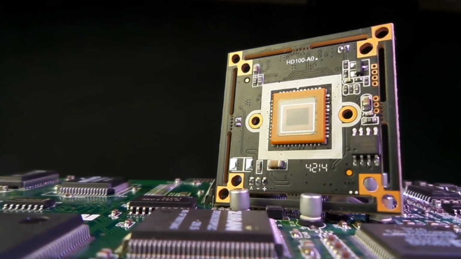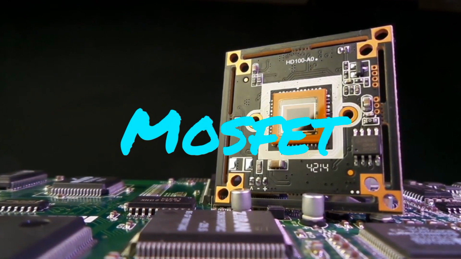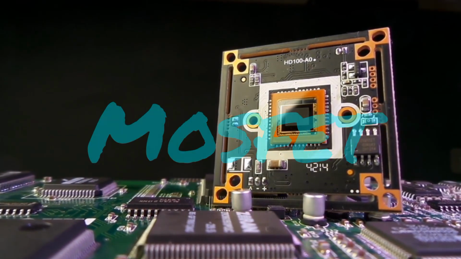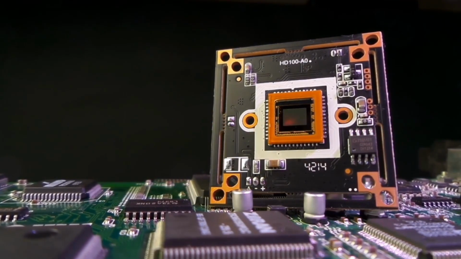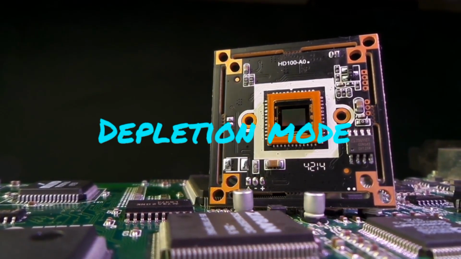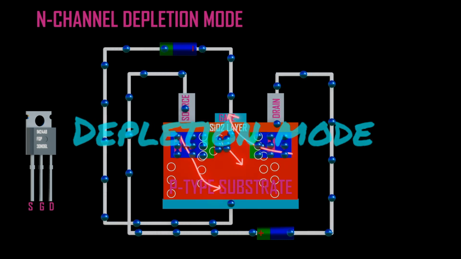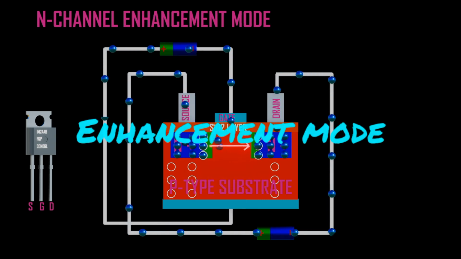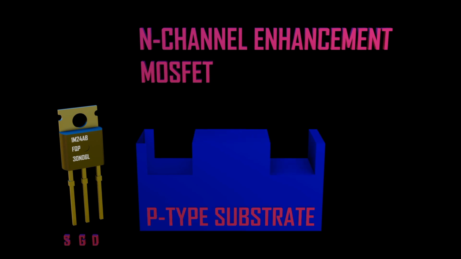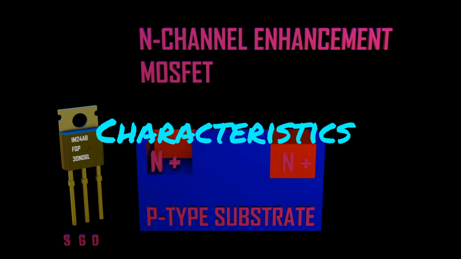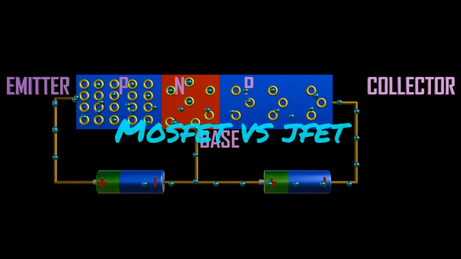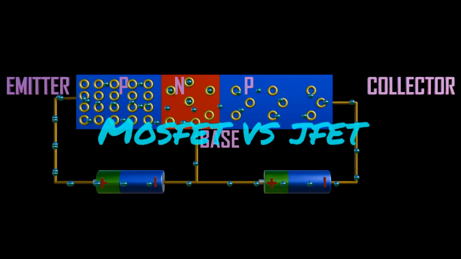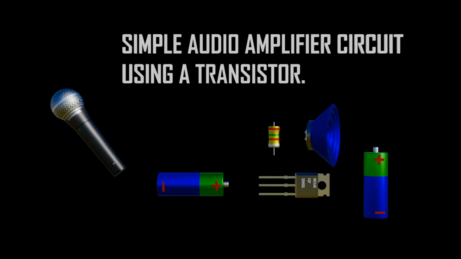In this video, we shall know what is MOSFET, how does it work, how is depletion mode formed, how does enhancement mode work, what are the characteristics of MOSFET, the difference between MOSFET and BJT, applications, and the rest.